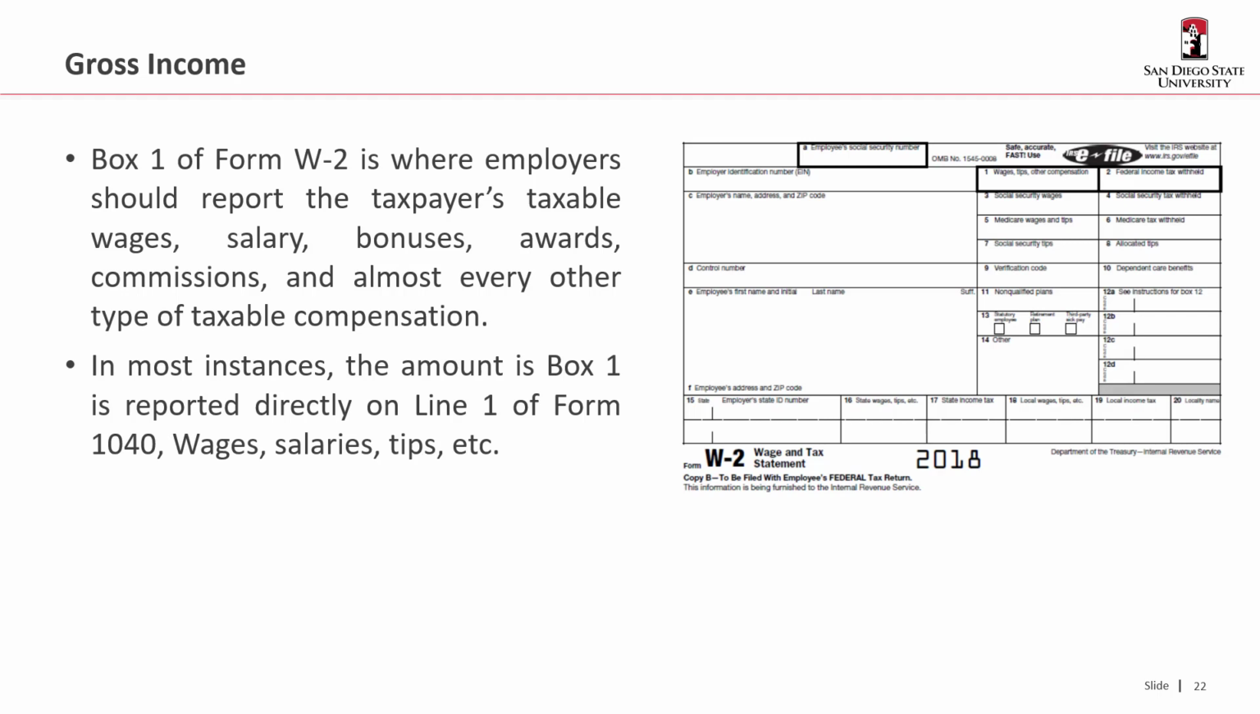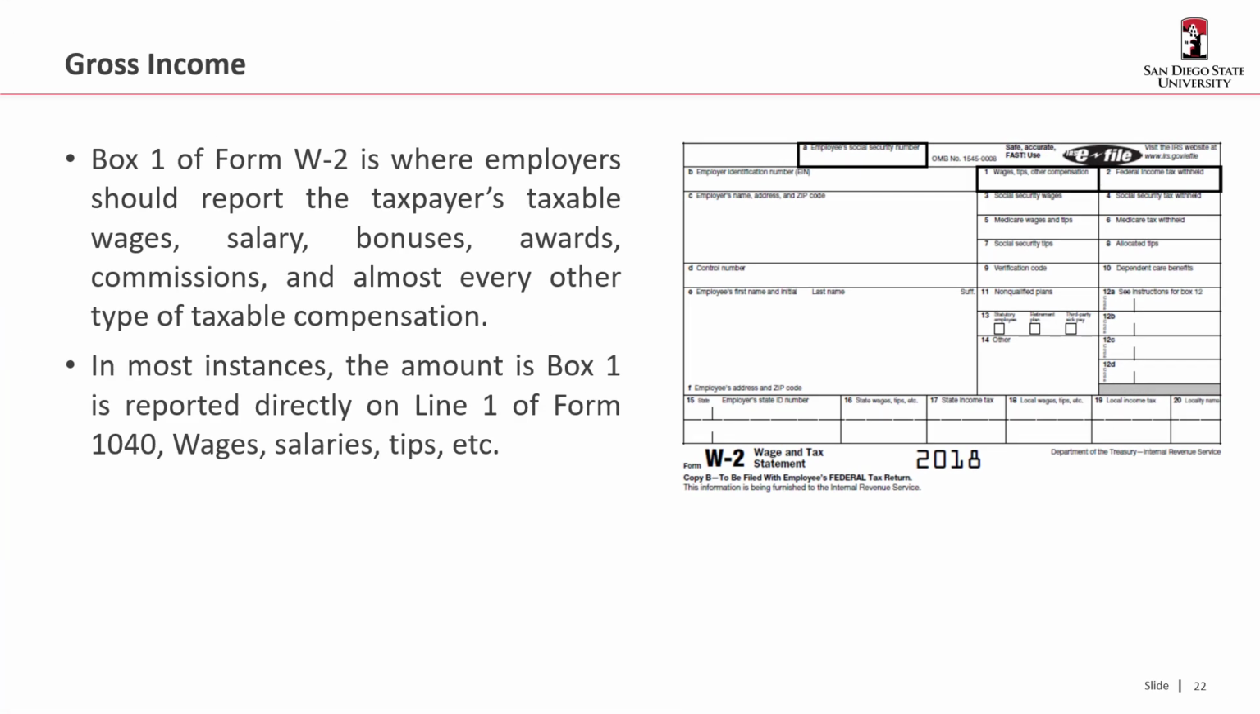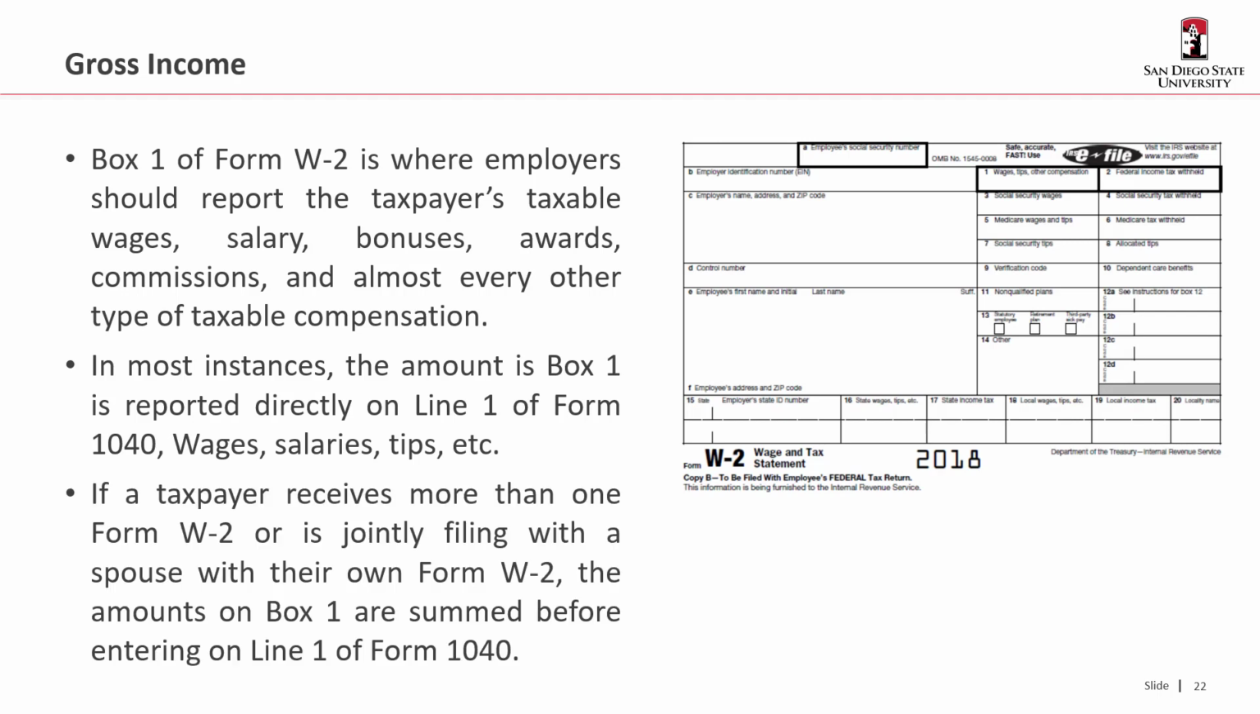In most instances, the amount in box 1 is reported directly on line 1 of Form 1040. So that amount, as we did in the version we did in class, typically goes right on the wages, salaries, and tips line. If a taxpayer receives more than one Form W-2 or is jointly filing with a spouse that happens to have his or her own W-2, then those amounts are summed. So you take box 1 from both W-2s, add them up, and then enter that total amount on line 1 of Form 1040.